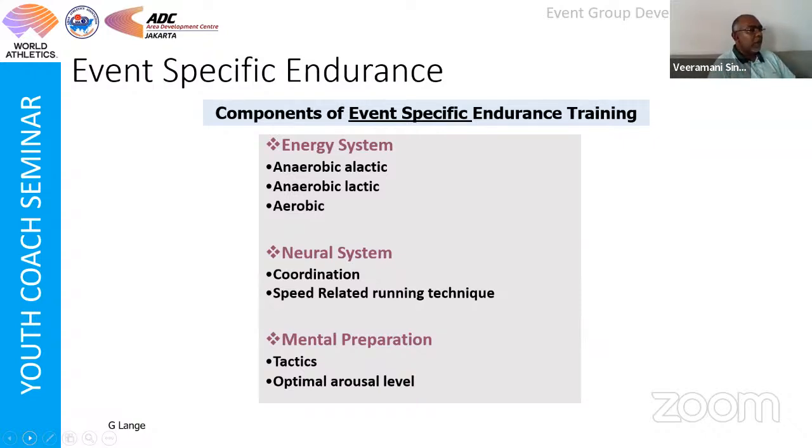Again, when you are involved in middle distance running, as compared to our throws and jumps, which is more of a closed skill, middle distance running becomes what we call an open skill because athletes have to constantly react to the situations around them. So in that aspect, mental preparation is very important as you are planning for event-specific endurance, not just from the physiological aspect, but also the mental preparation so the athletes are aware of how to handle mental preparation requirements.